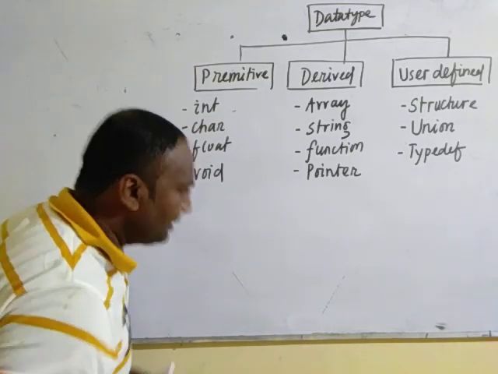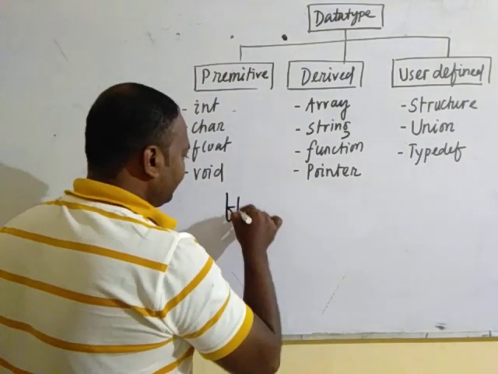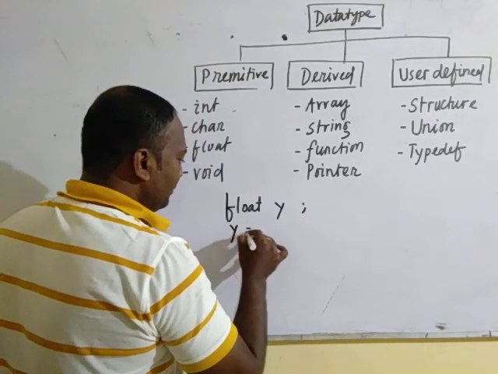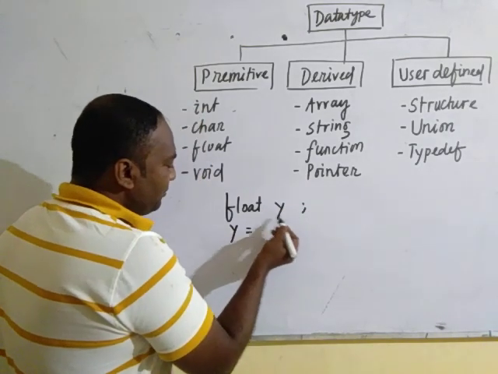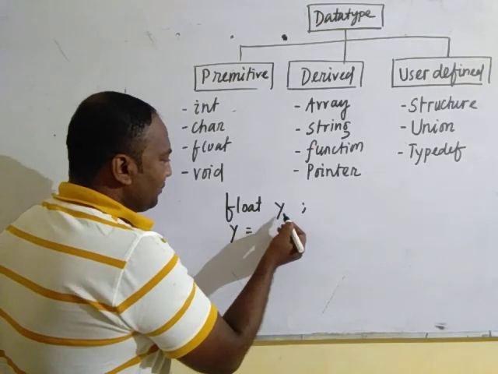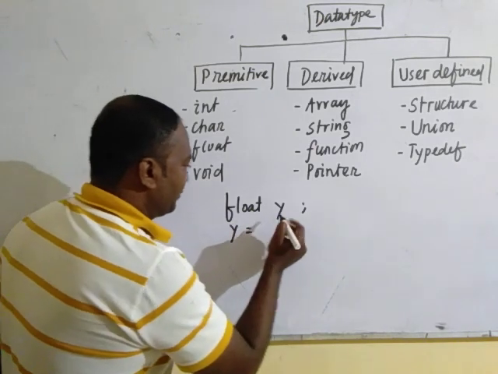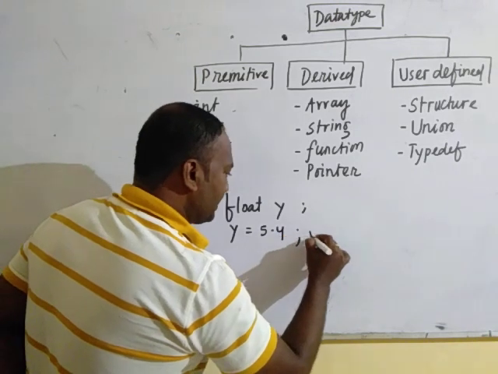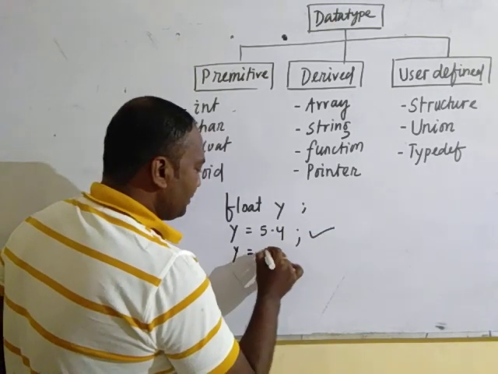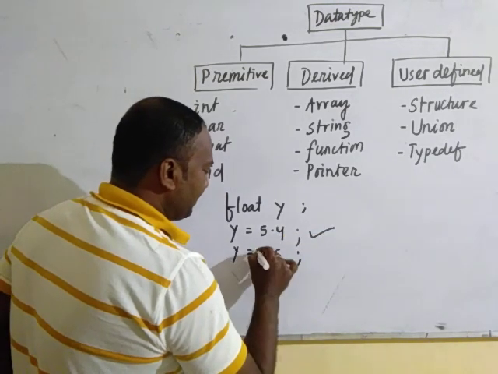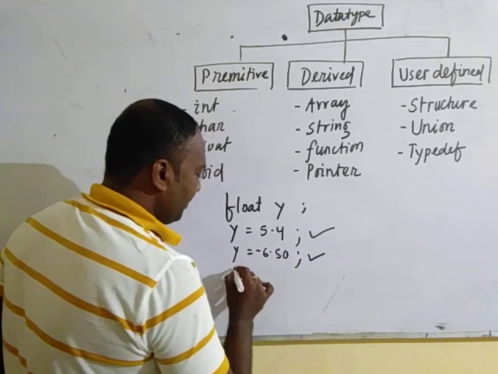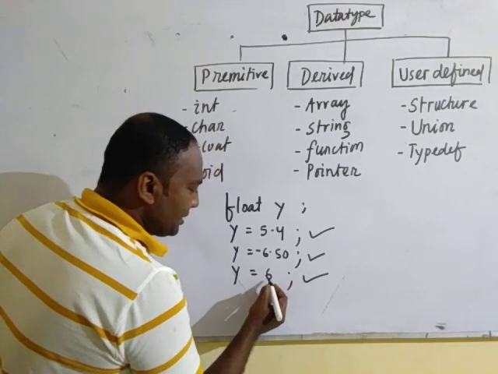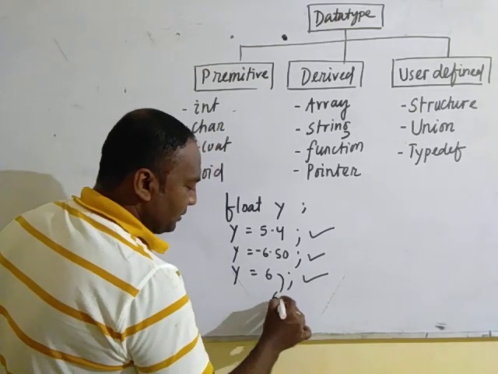Suppose I will write down here float y. That means y is a variable which can store float values. So y is equal to 5.4, I can write down 5.4. It is correct. y is equal to 6.5 or 6.50, it is also correct. y is equal to 6 is also correct, because 6 is equivalent to 6.0.